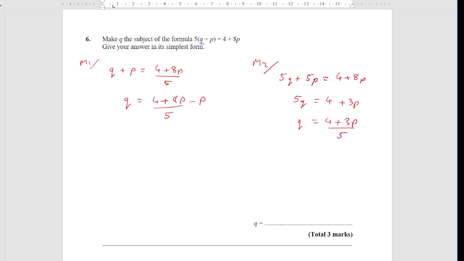If I were to carry this one on, like I said I was going to, I can't subtract it unless it's over the same denominator, so that would be the same as 5p over 5. And then now I can subtract my numerators. So 8p minus 5p would be 3p. So there's both methods getting the same answer.